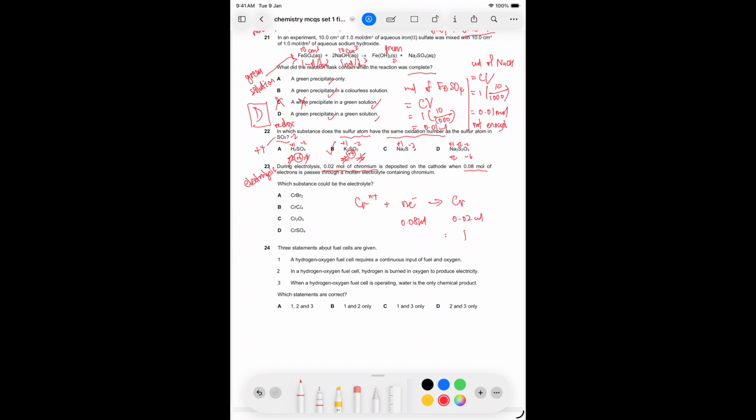So the ratio is 1:4. Alright, so we can change this to 4 electrons. This means chromium in this case will be Cr^4+. We are looking for Cr^4+. So now we go back to look at the options. Which substance could be the electrolyte? If you reverse cross for option A, Cr will be 2+. Not the answer. This is Cr^4+. That's the answer. Then this one, if you reverse cross, is 3+. This one, if you reverse cross, is 2+. So answer is B.